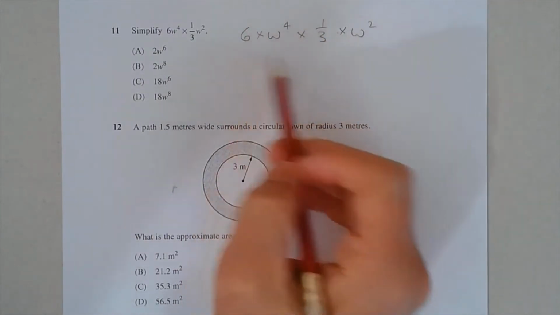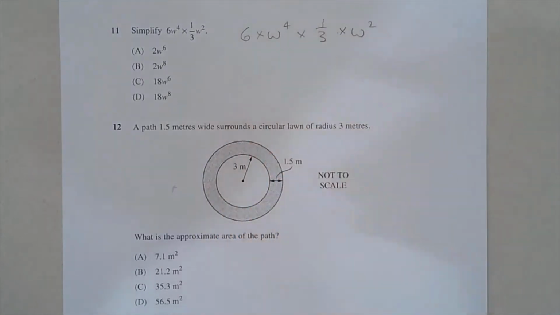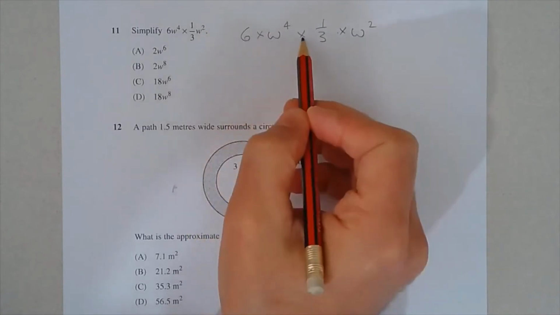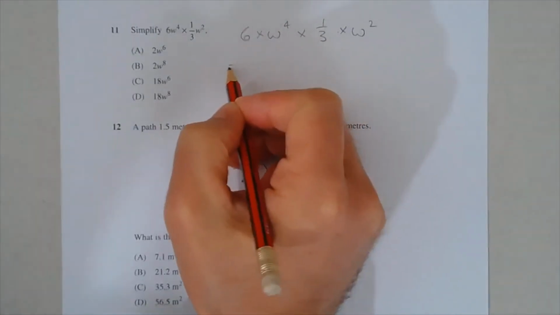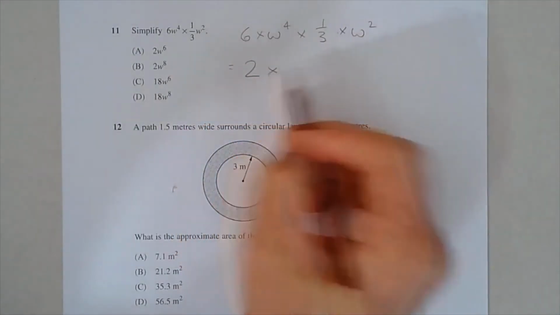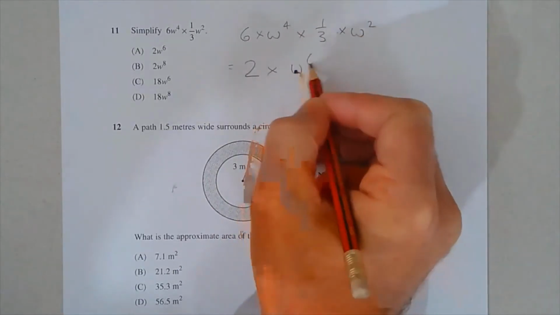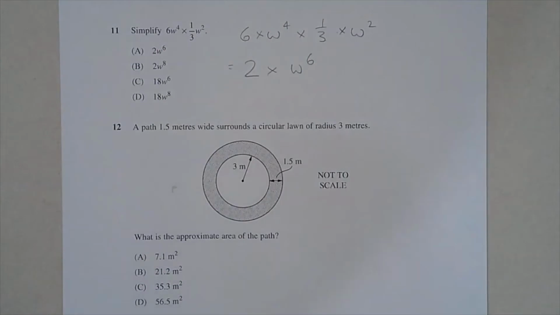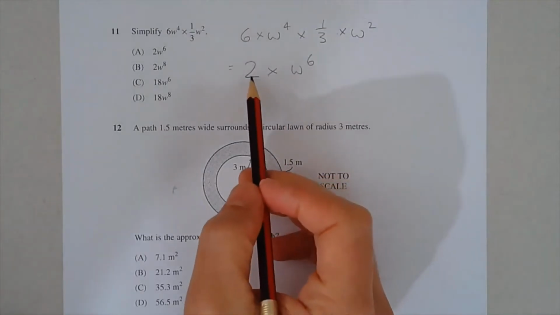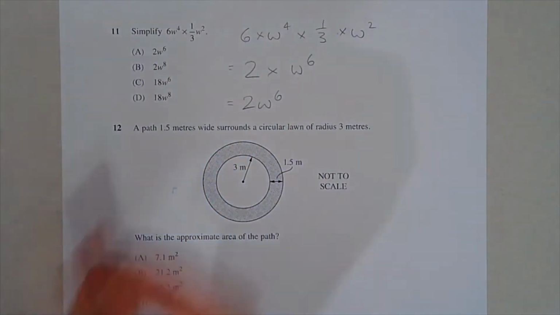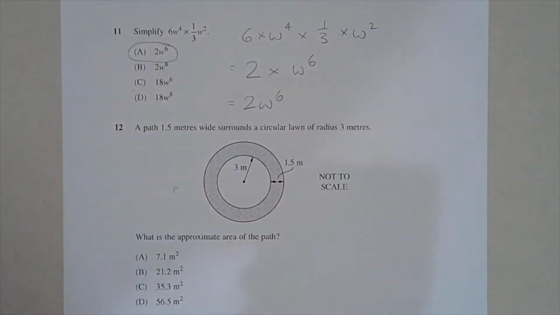Now because all these terms are being multiplied together, that can happen in any order. So let's multiply the numbers first. So 6 multiplied by 1/3 is equal to 2. And w to the power of 4 multiplied by w squared is w to the power of 6, based on one of the index laws, where we add the indices together when you're multiplying two terms with the same base. So the answer is 2w to the power of 6, and that will be option A.